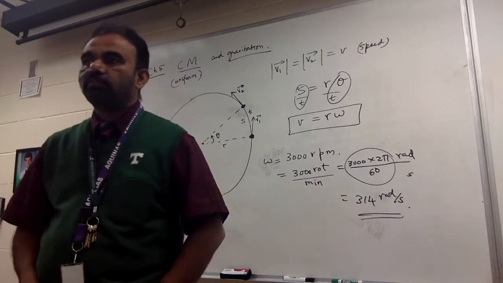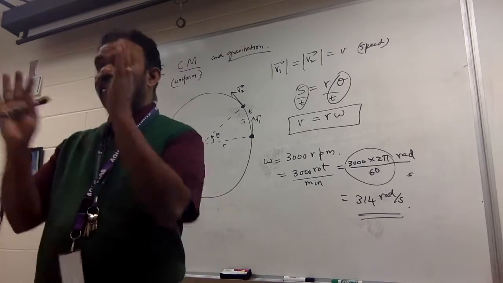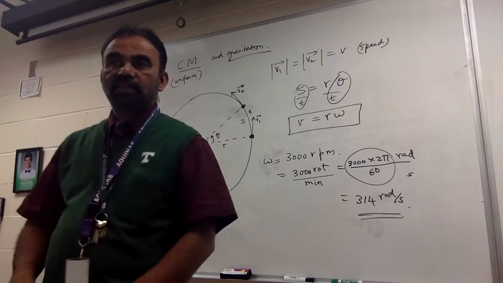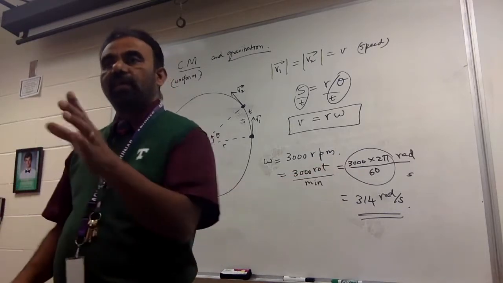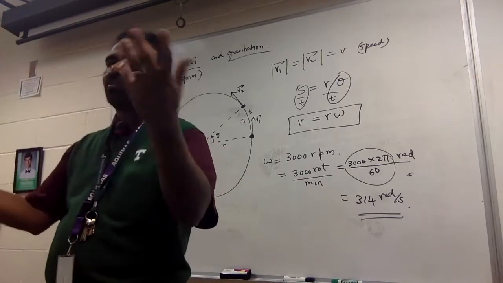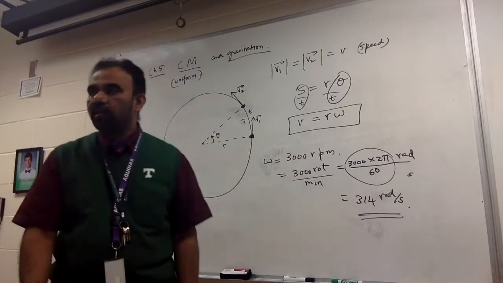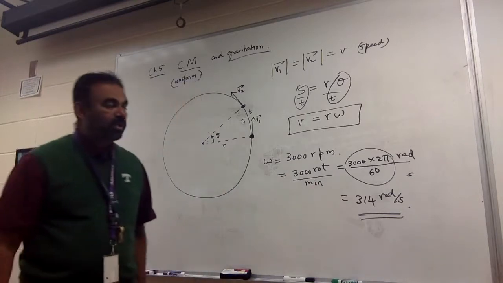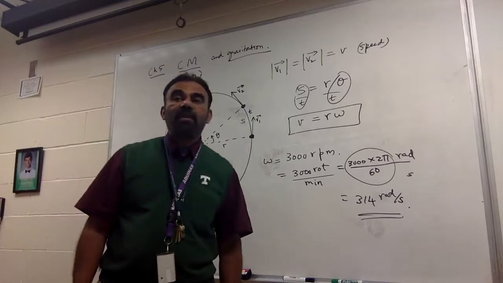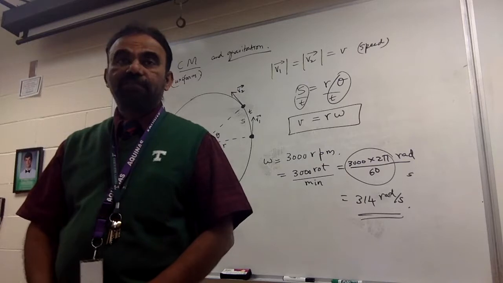If we just keep pi in there, is that acceptable? You can keep pi as long as you're working through the process. Sometimes the pi's cancel off, so it's okay. But the very final answer should not have pi in it. So 314 radians per second is the same as 3,000 RPM. 3,000 RPM, rotations per minute, means per second it is spinning 50 times.